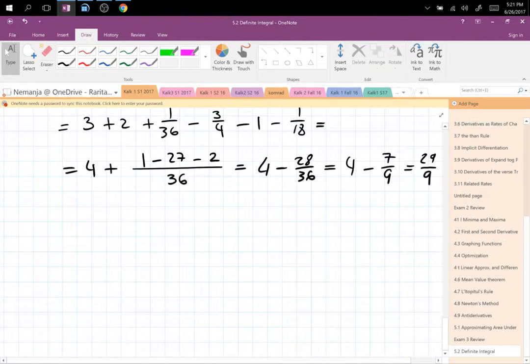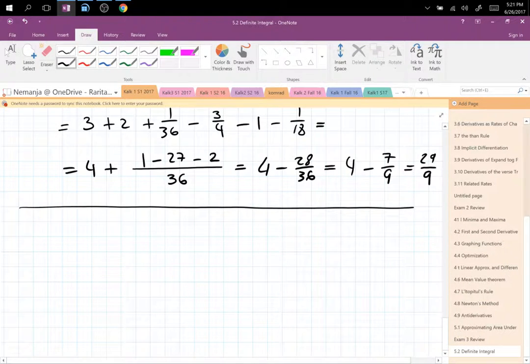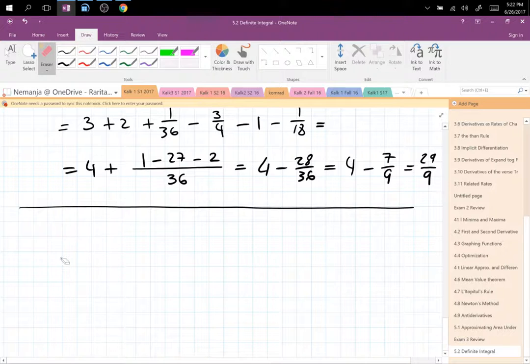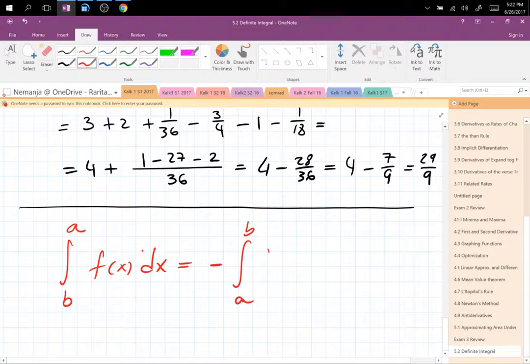The next formula that is useful in some situations is if you want to switch the limits of integration. Let's say you get a problem where you have a smaller number as the upper limit, like 8 to 3, and you want to switch that into 3 to 8. How do we do that? What is the formula for it? The formula says that if you have the integral b to a of f of x dx, you can switch that integral a to b if you put the minus in front.